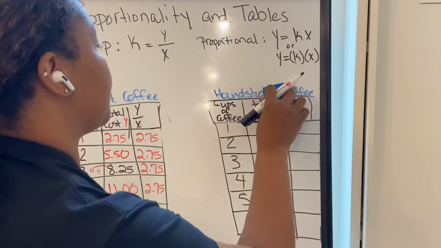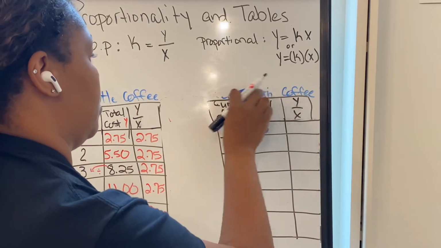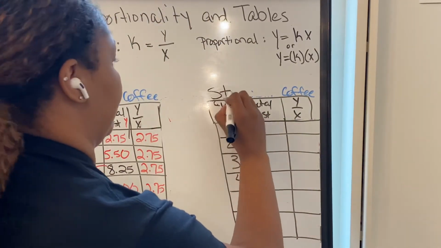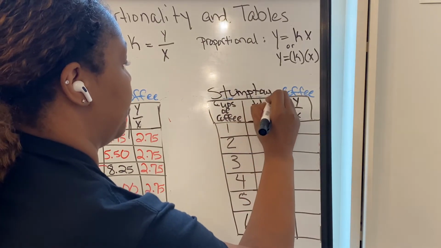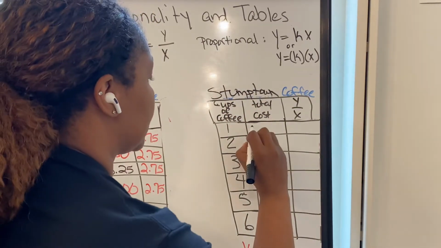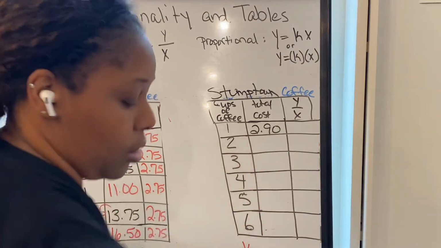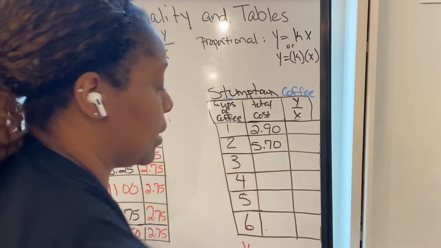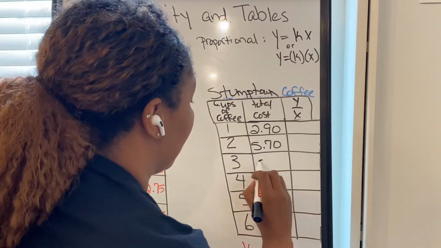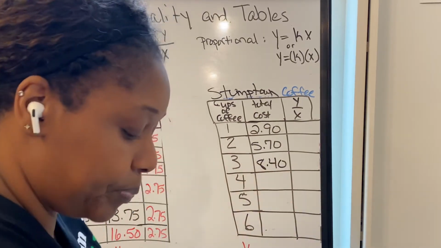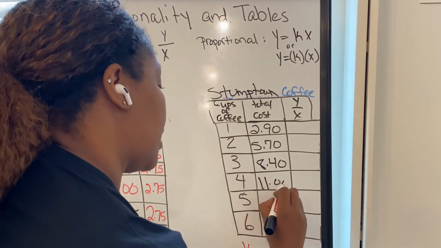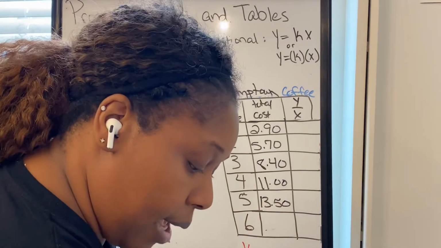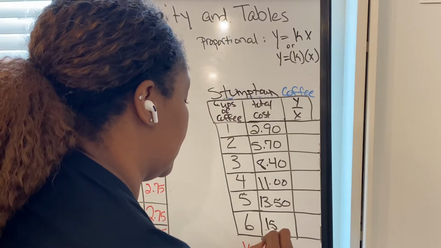So we're going to look at a different coffee company. This coffee company is called Stumptown. Pretty weird name, but you know, it is what it is. And we're going to say that 1 cup of coffee costs $2.90. 2 cups of coffee is $5.70. 3 cups of coffee is $8.40. 4 cups of coffee is $11. 5 cups of coffee is $13.50. And 6 cups of coffee is $15.90.